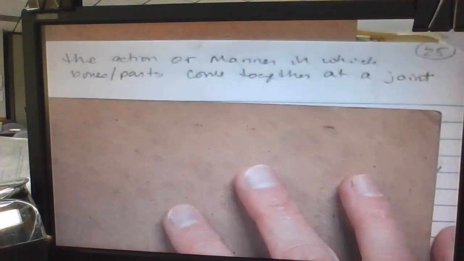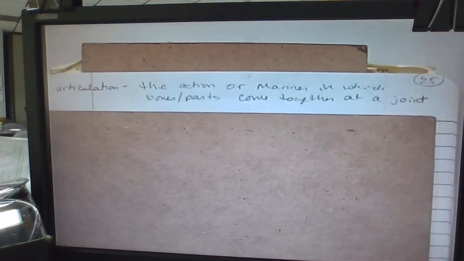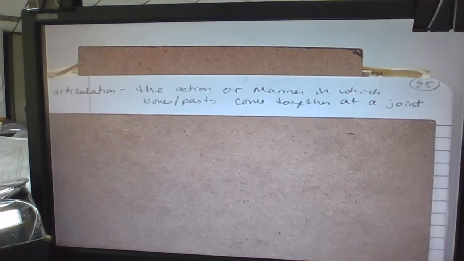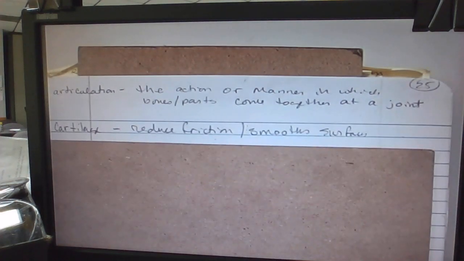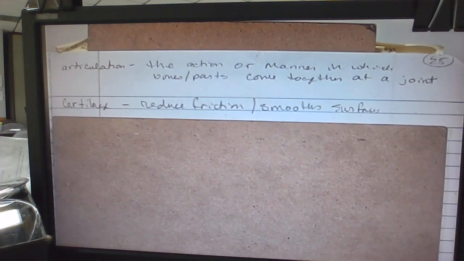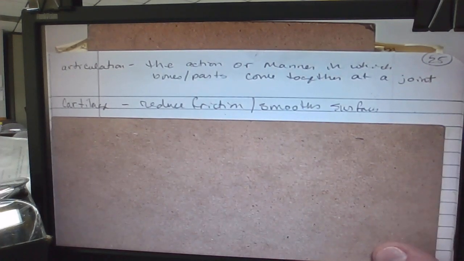Okay, so some of those terms, let's go ahead and define so they make more sense. Articulation is the action or manner in which bones or bone parts come together at a joint. Cartilage is a connective tissue that's helpful in reducing the friction in those areas of articulation. So cartilage reduces friction and helps to smooth surfaces.